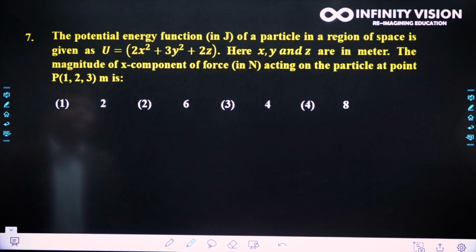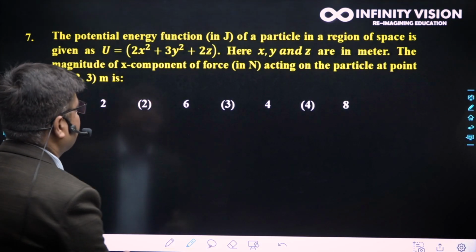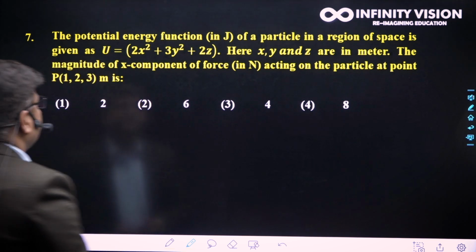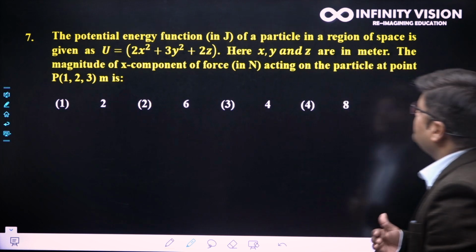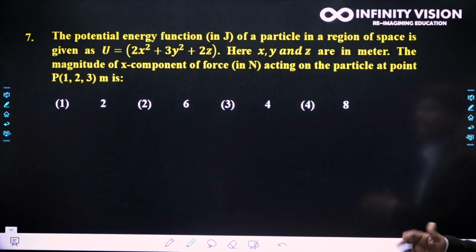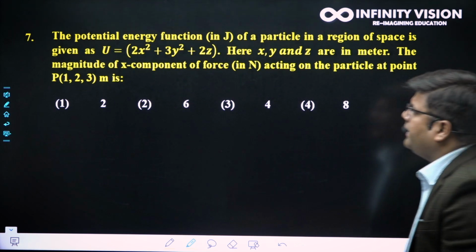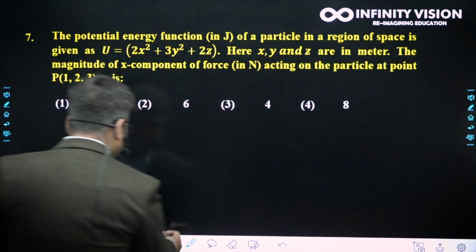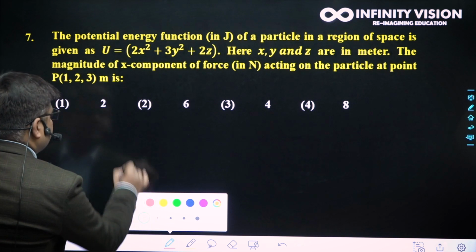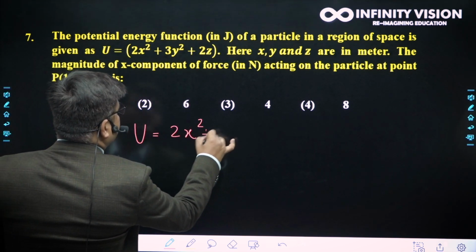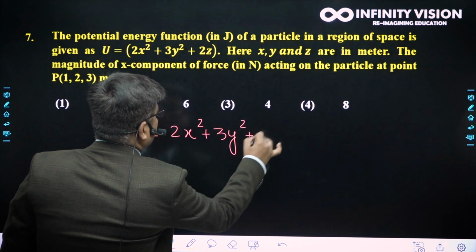Now, question number 7. The potential energy function in joule of a particle in a region of space is given as U equal to 2x square plus 3y square plus 2z. Here x, y, and z are in meter. The magnitude of the x component of force in Newton acting on the particle at point P(1, 2, 3) is. This question is from work, energy, power. The potential energy function is given as 2x square plus 3y square plus 2z.